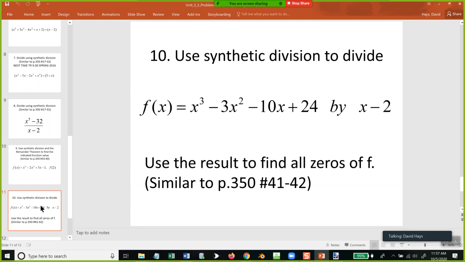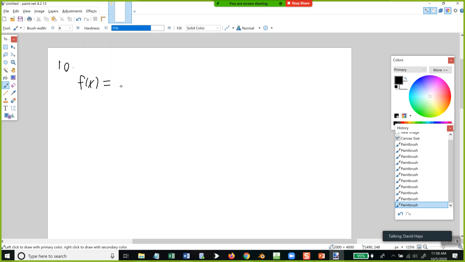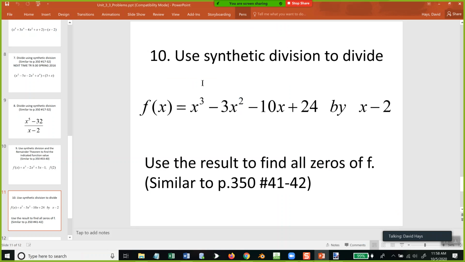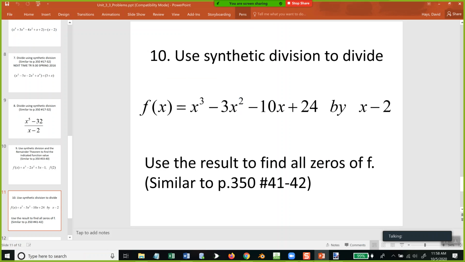Now, next two problems really are the same, but this next problem, we're given f of x is equal to x to the third minus 3x squared minus 10x plus 24. Now, really, the instructions are at the very end of the problem. Our goal is we want to find all the zeros of f. So that's what we want to do.